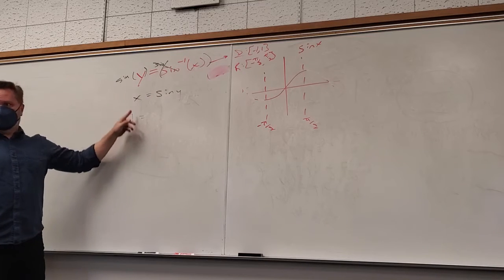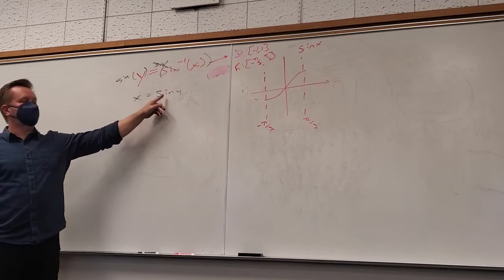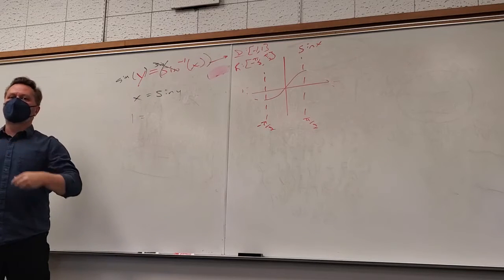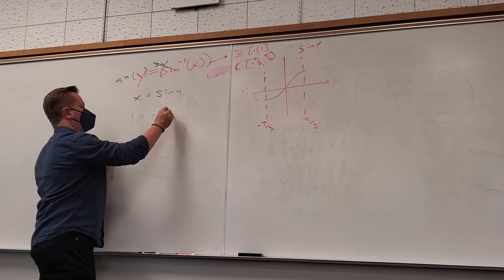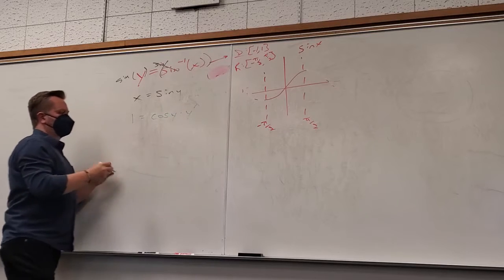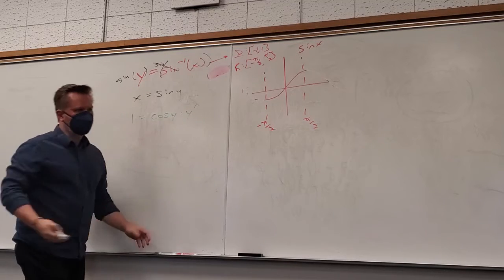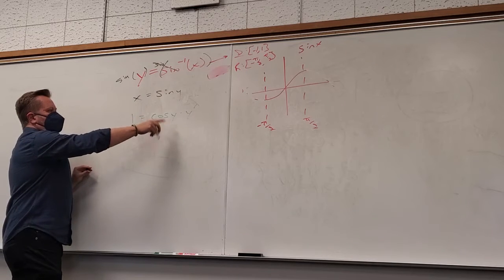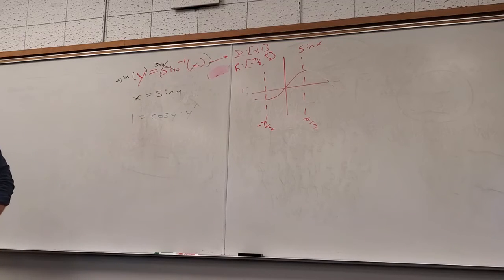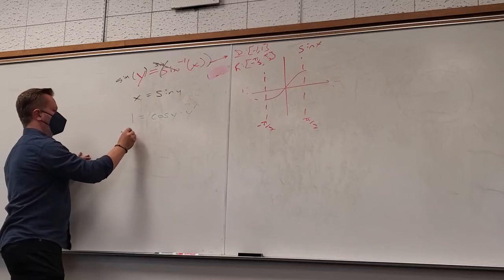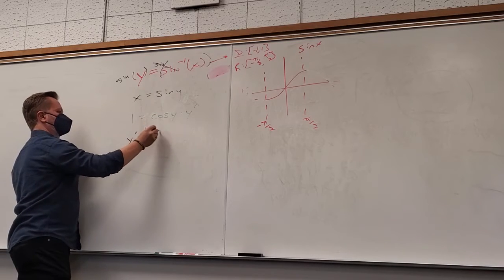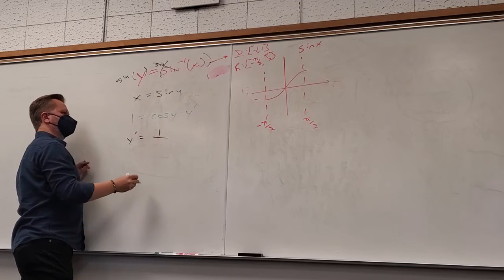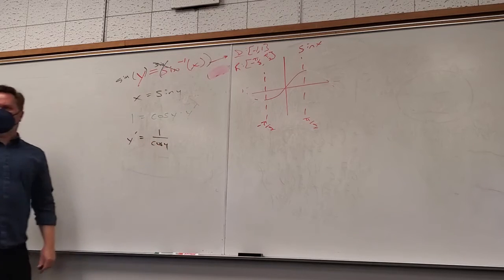So are you with me? That's the derivative. What's the derivative of sine y? Cosine y times y prime. Beautiful. Cosine y times y prime. All right, let's do it. And what do I want to get myself, of course? Y prime. So what's y prime? 1 over cosine y. Okay.